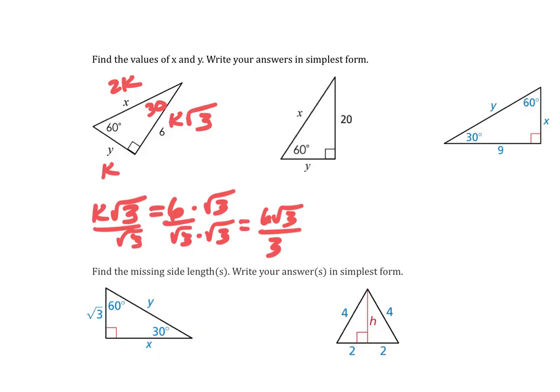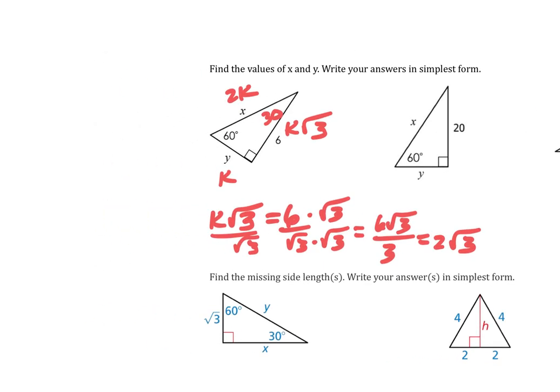Out of these numbers, which numbers can I simplify? 6 and 3. The 6 and 3. Can I simplify these 3's? No, because this one's under the radical, right? So only the 6 and the 3 can be simplified, and that would become 2 radical 3. So that would be y.